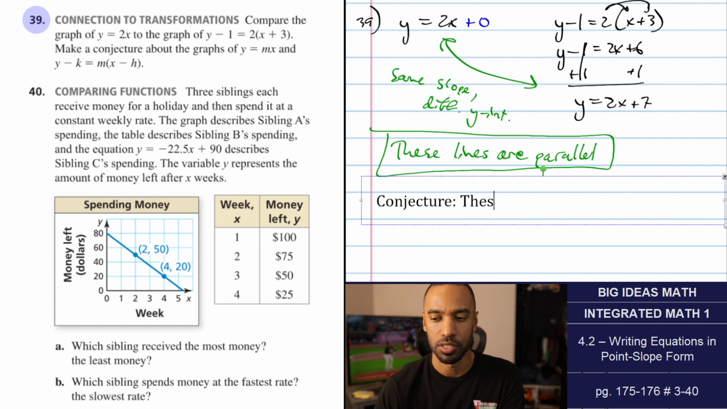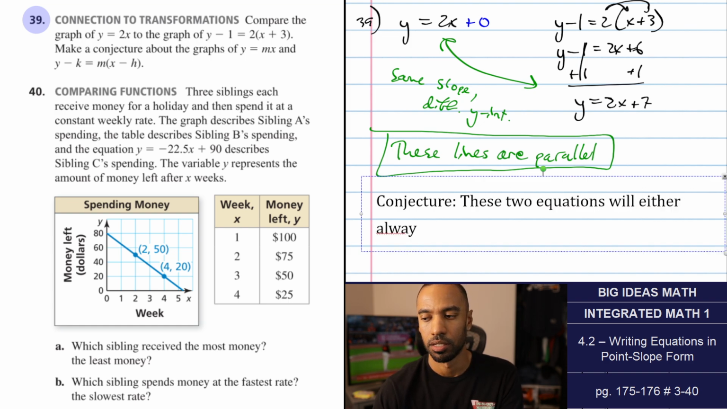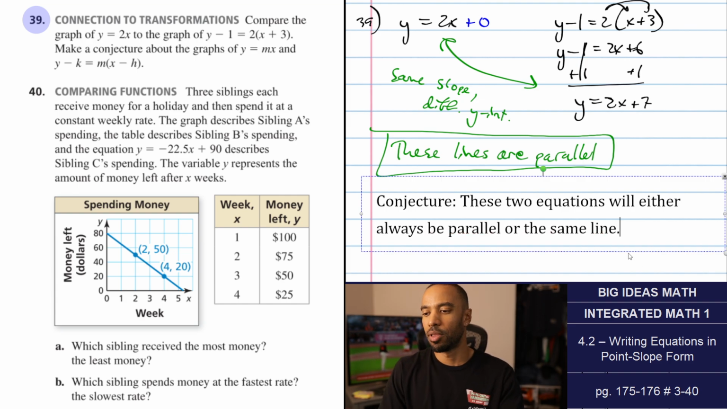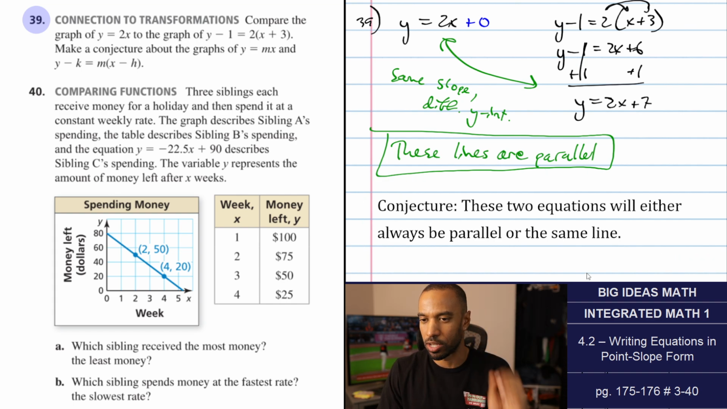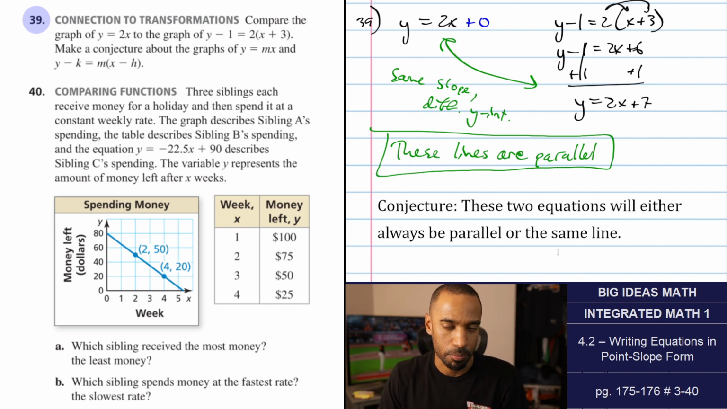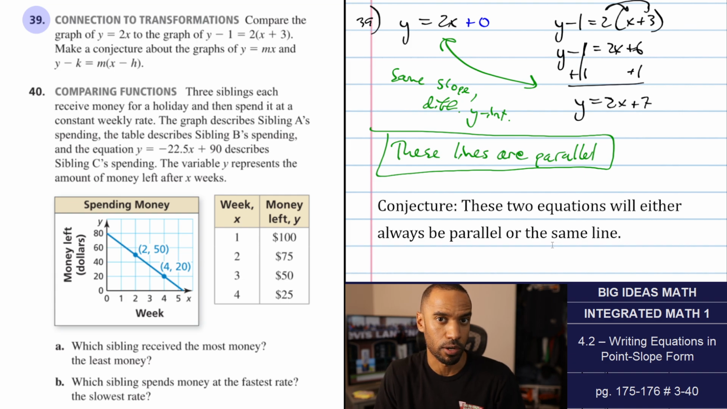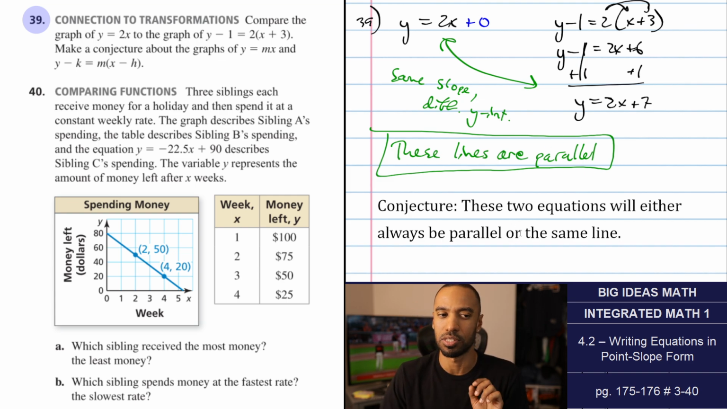these two equations will either always be parallel or the same line. The same line doesn't make them parallel. If I got y equals 2x and y equals 2x, they're not parallel. They're the same line. And it's possible they could have both gotten y equals 2x if I got an x1, y1 set that would have turned this into a 0. So it's possible. Some people make a conjecture that they'll always be parallel. That's a little off because they could be the same. A conjecture that they're the same is also incorrect. So they could be one or the other. And that's it.